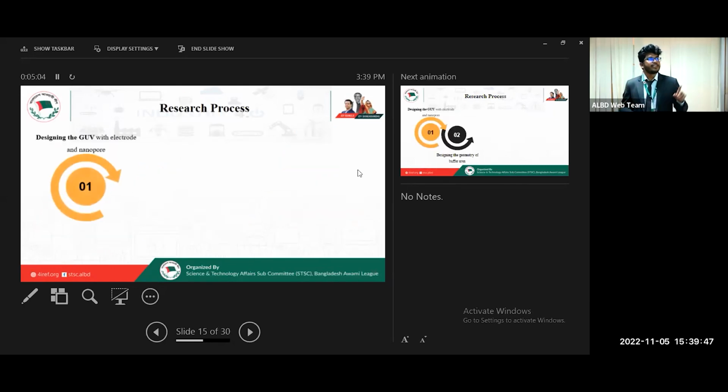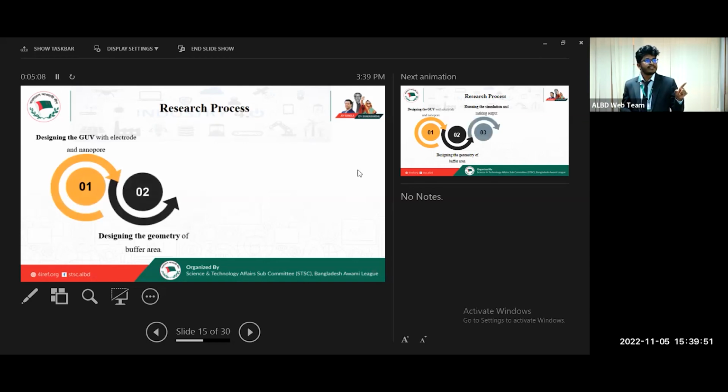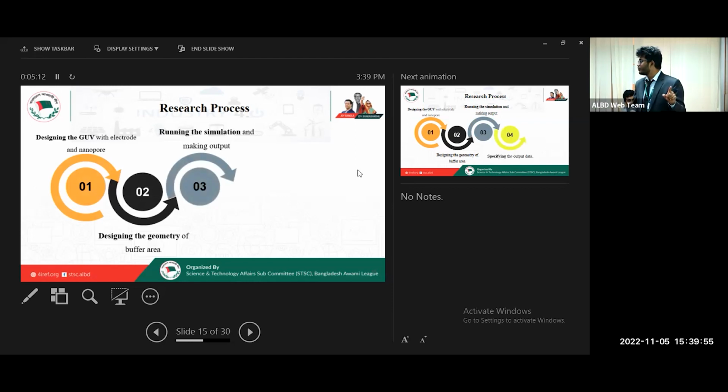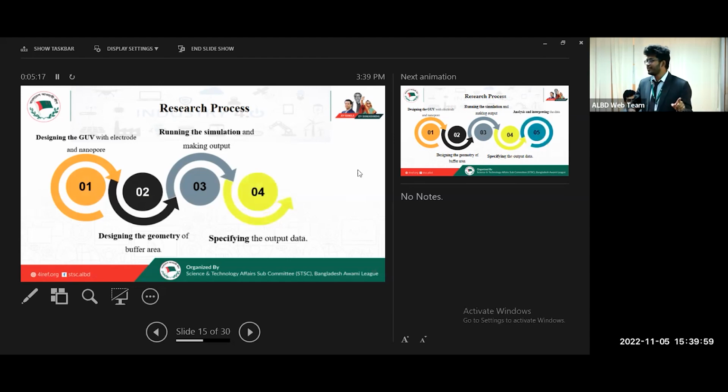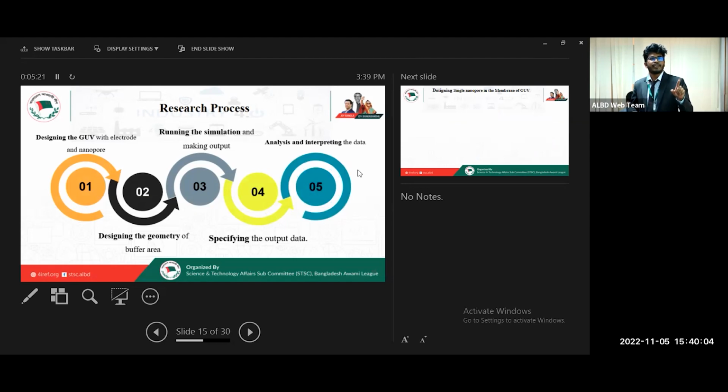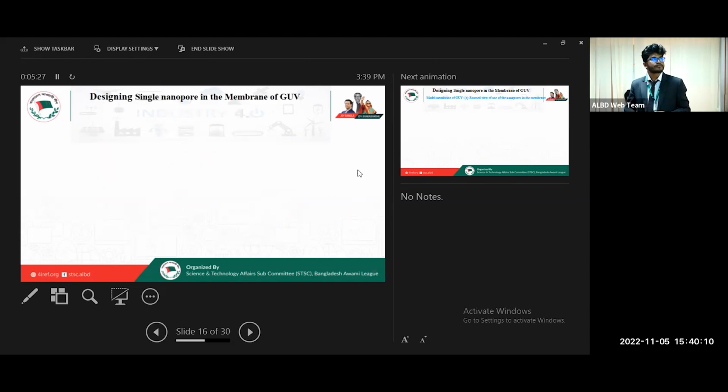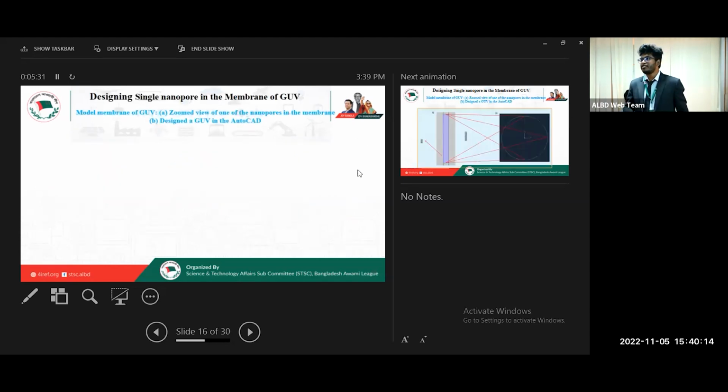Now, first we design the giant unilamellar vesicle. Second, we design the geometry of the buffer area. Third, we run the simulation through COMSOL Multiphysics. Fourth, we specify the output data. And finally, we analyze the data through Origin Pro 2022. Now, first, designing the nanopore of the giant unilamellar vesicle.